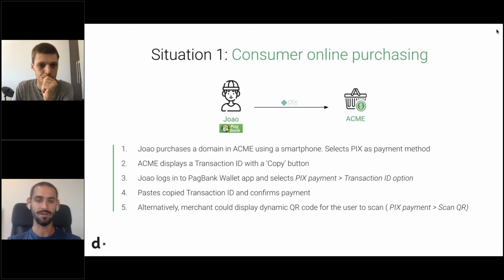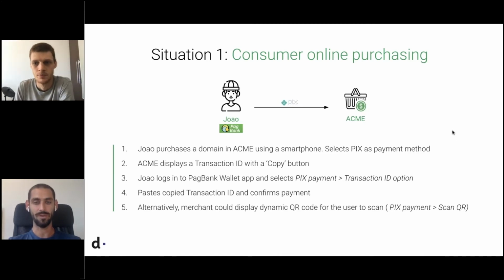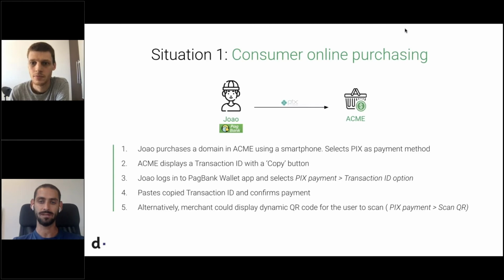What will happen here is that he will purchase his domain in Acme using his smartphone. He selects PIX as a payment method, and on the website he will see the PIX interface that the merchant built, and will see a transaction ID with a copy button. He can copy this transaction ID and then go into his own wallet or his own bank, for example PAC Bank, and select the PIX payment section that each bank and wallet will have, with the transaction ID option, paste it there, and click to confirm the payment.